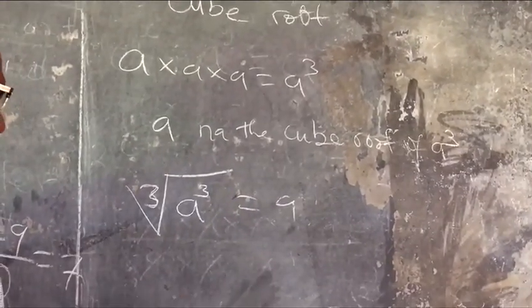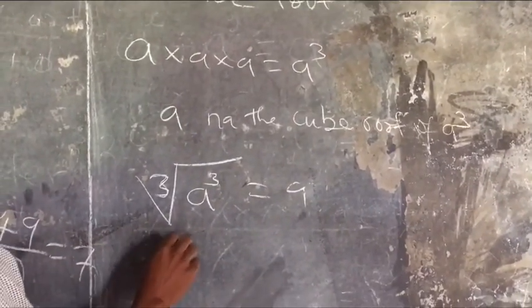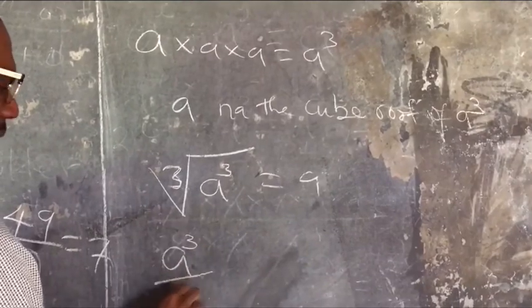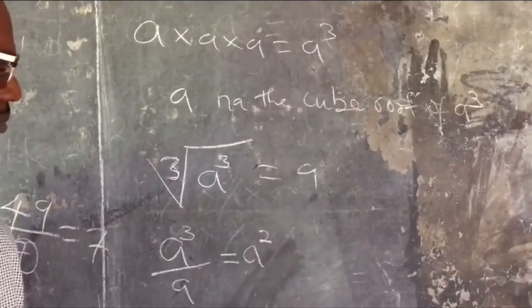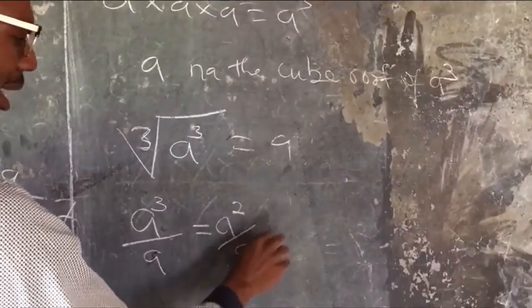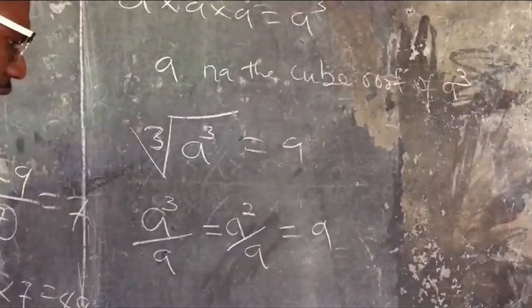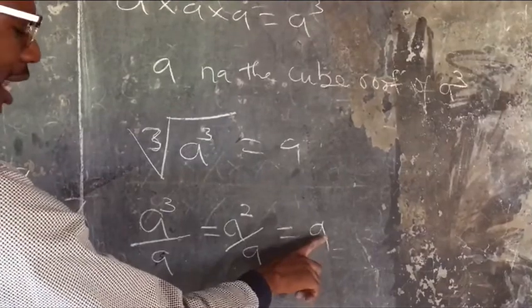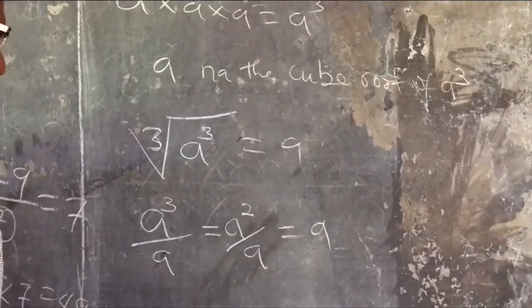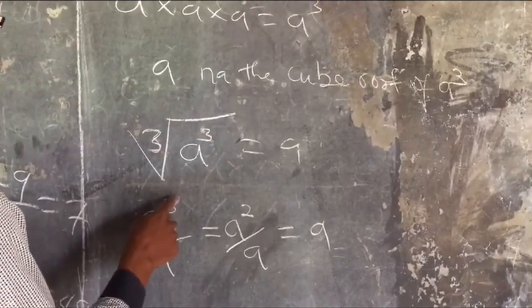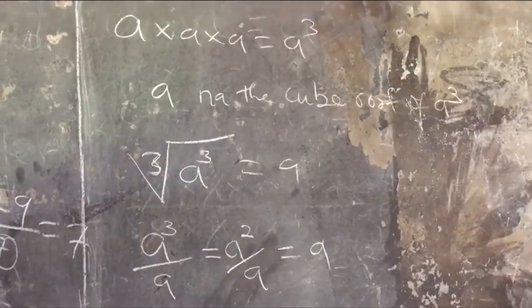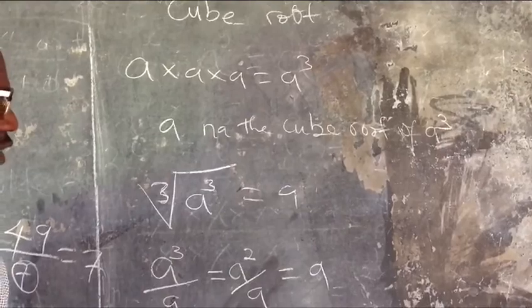What do you mean? It means that if I take a raised to power 3 and divide by a, I get a squared. Then if I divide that again by a, I will get a. That means if I take this a, this a, and this a, and multiply all of them, I will get a raised to power 3. So that is the meaning of cube root.